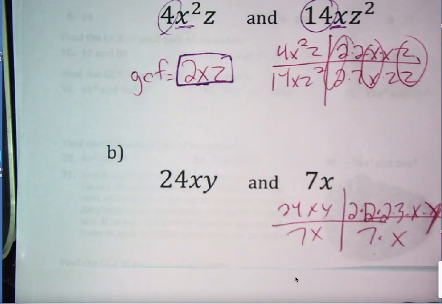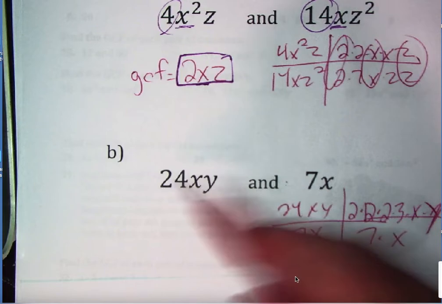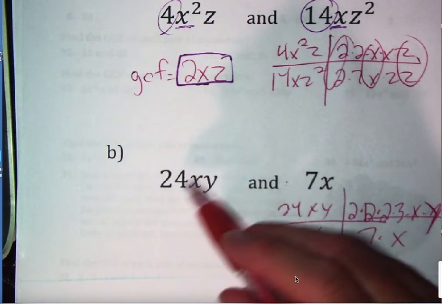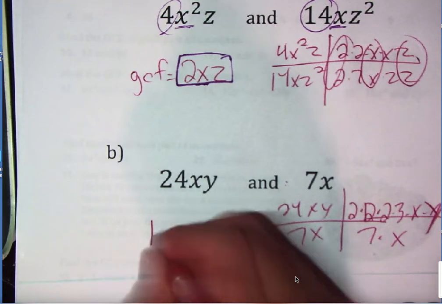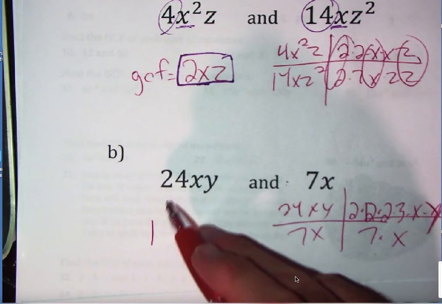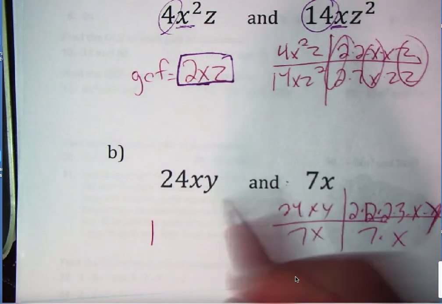So, well, just think, 7 and 24, what's the GCF? Well, actually, if you spell it out, they only have the number 1 in common. 7 and 24, the only common factor is 1. How about the variable parts?